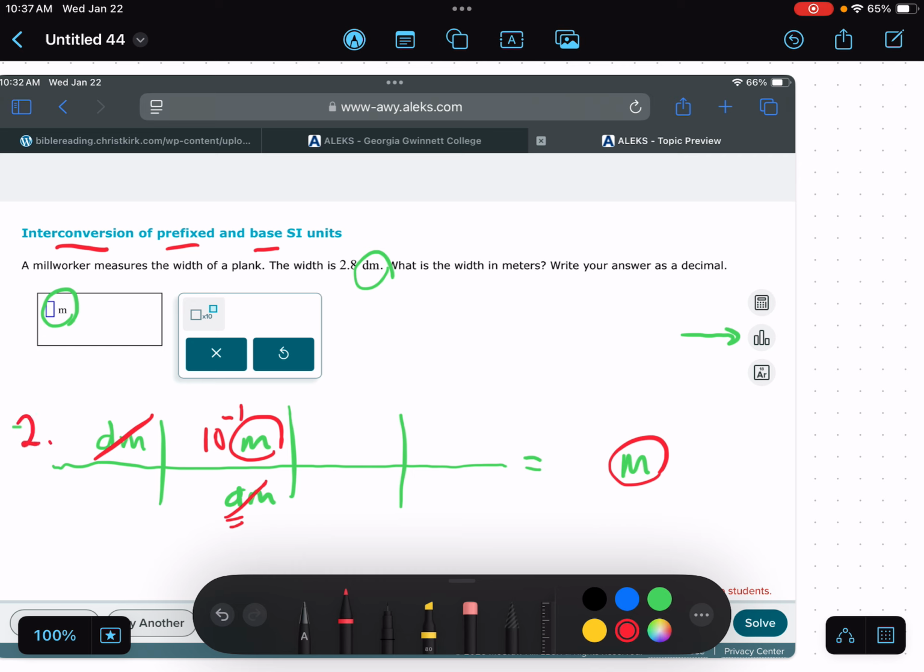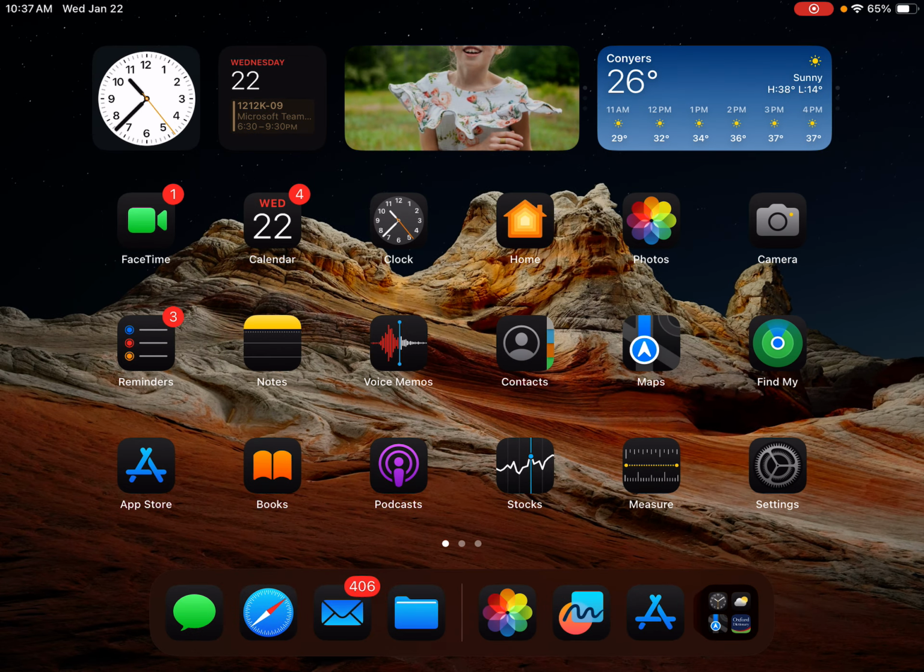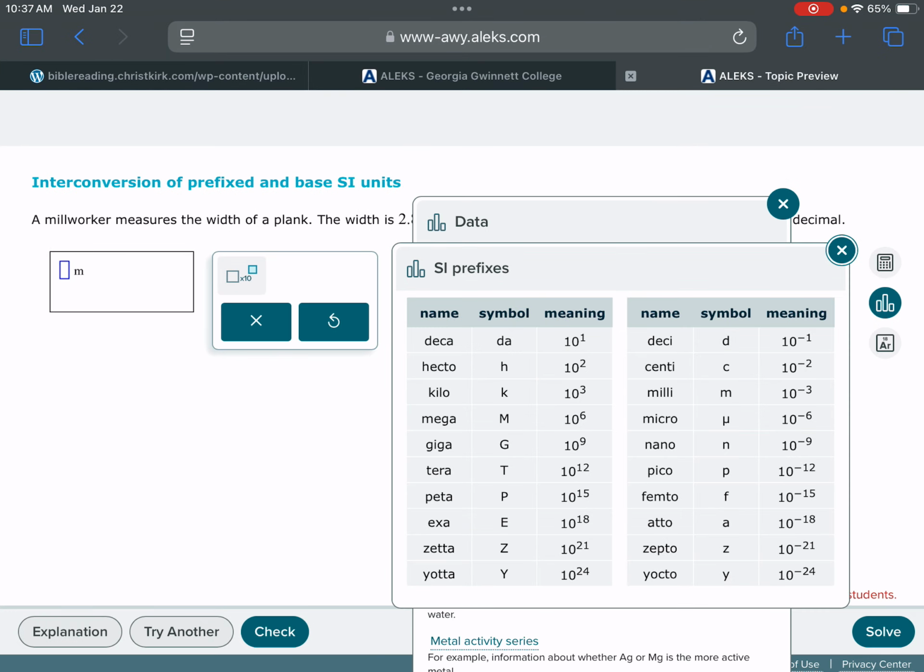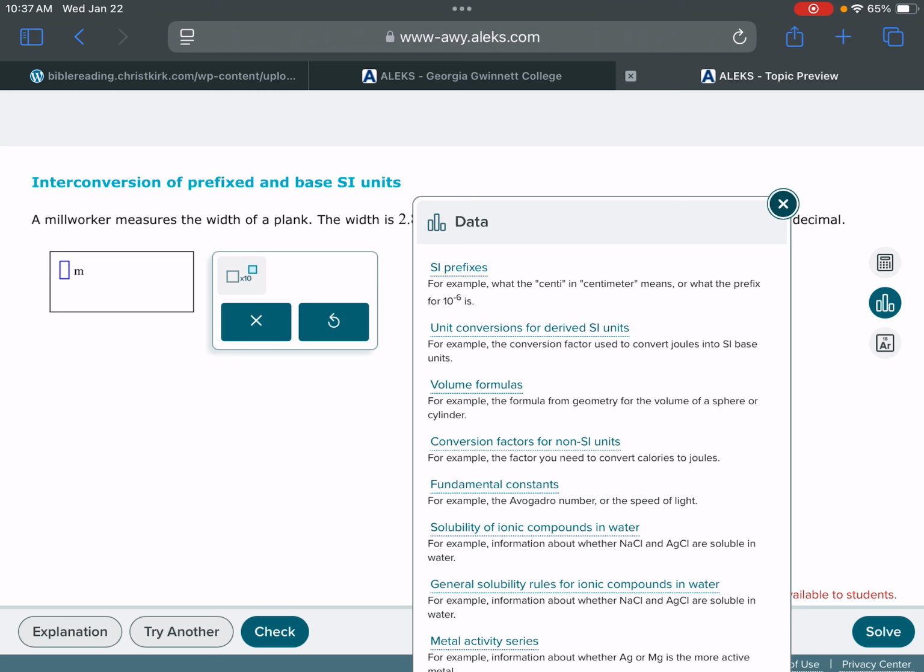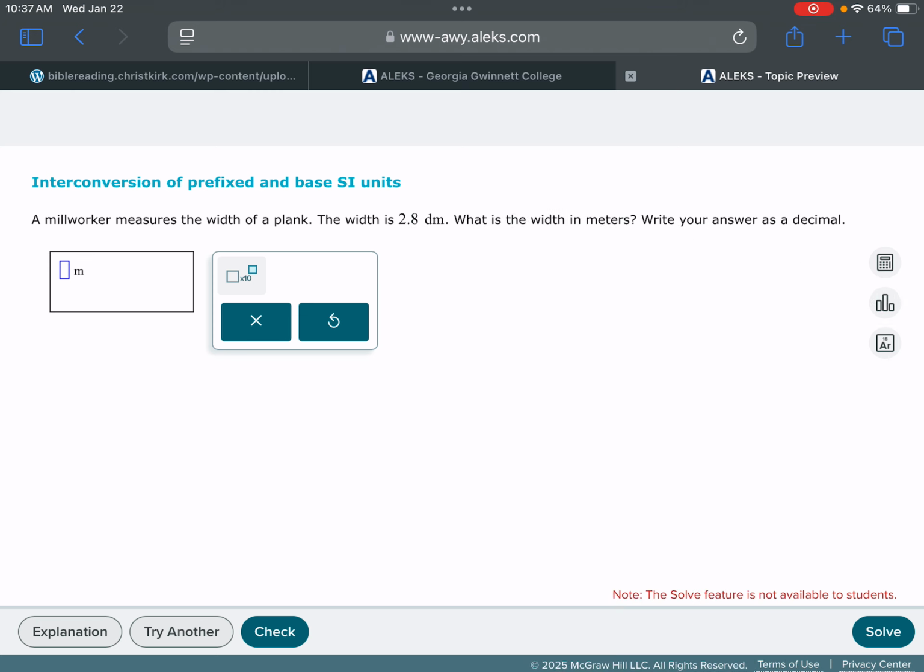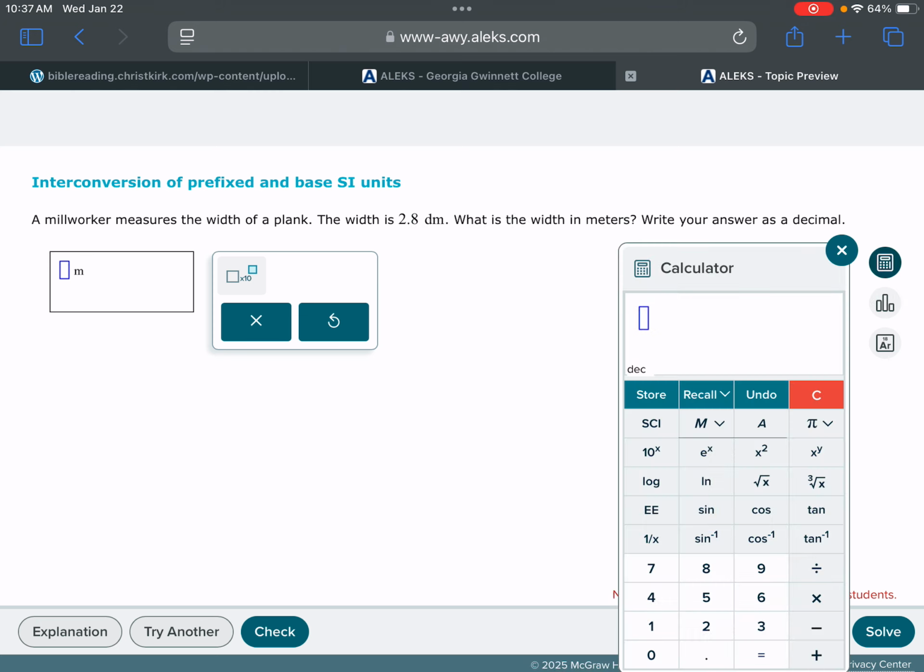Looks like it's 2.8. Those cross off, so it's 2.8 times 10 to the minus 1 meters, and that's the answer. I can either write it like that, or I can put it in my calculator and find out what that means in decimal. I know some of you are good at this and know which way to move the decimal point, but I'm likely to forget, and a lot of students are too.